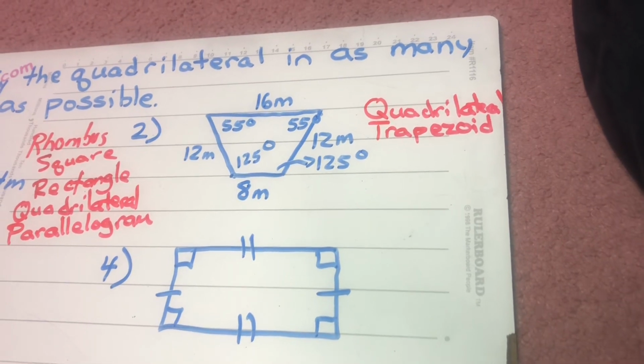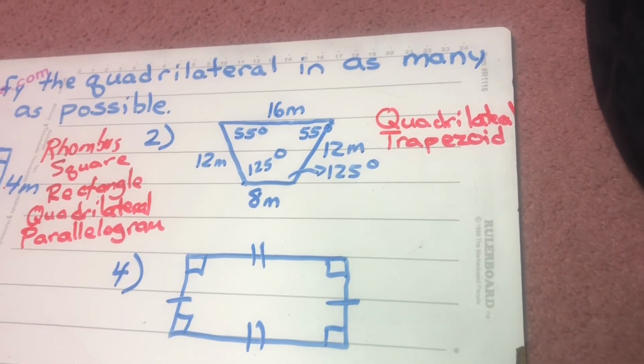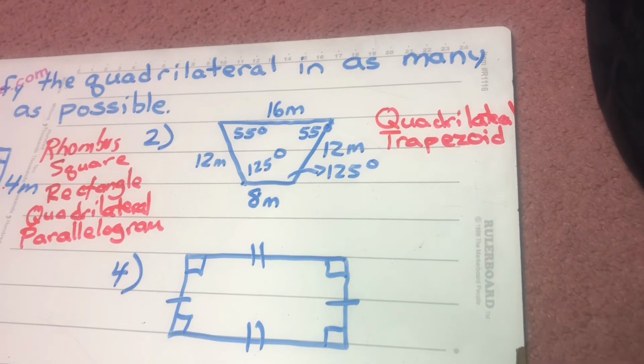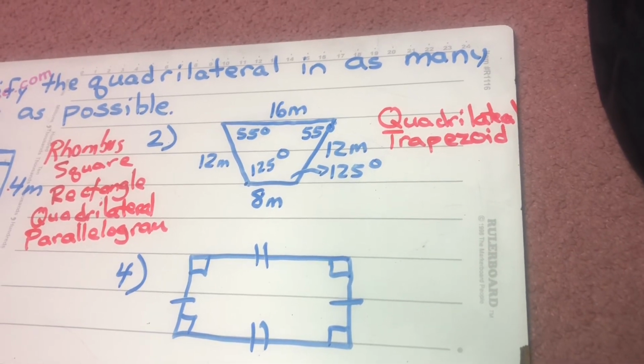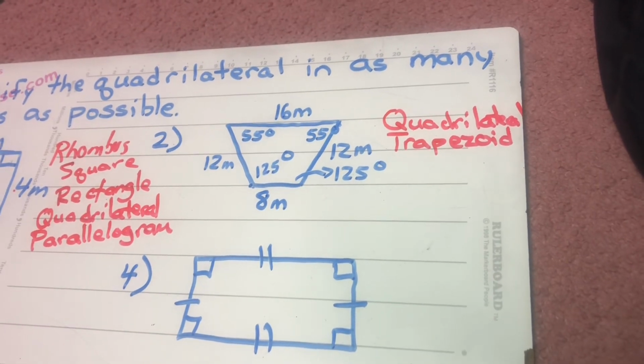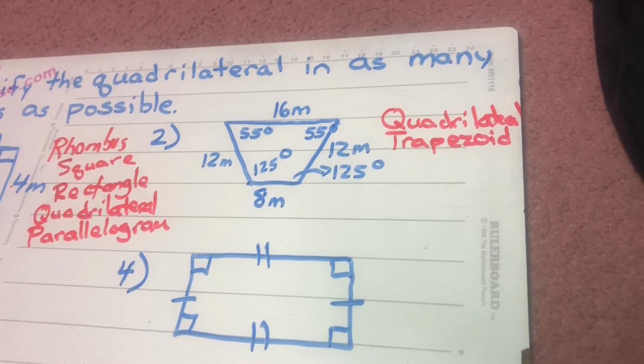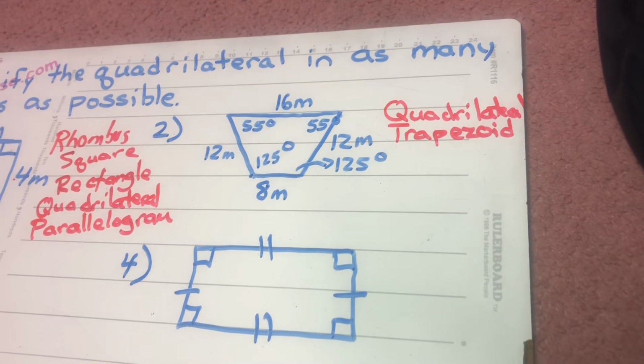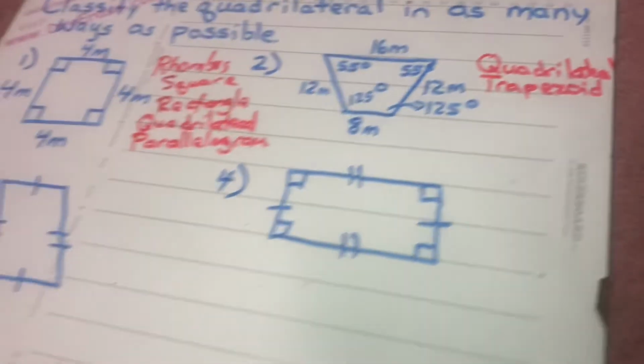All 4 sides are not the same length, so it is not a rhombus. It does not have 2 sets of parallel sides, so it is not a parallelogram. There are not any right angles, so it is definitely not a square. It is definitely not a rectangle. This is just a quadrilateral and a trapezoid. All right, moving right along, number 3.